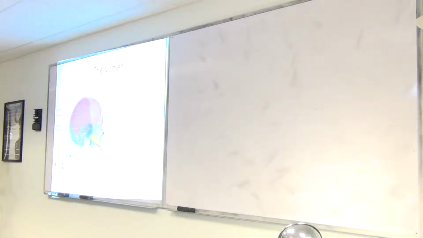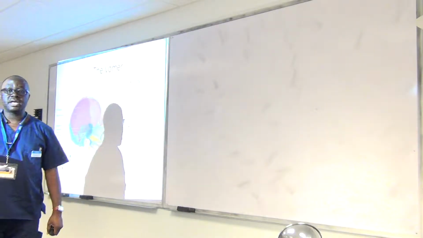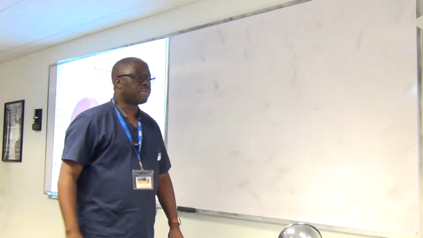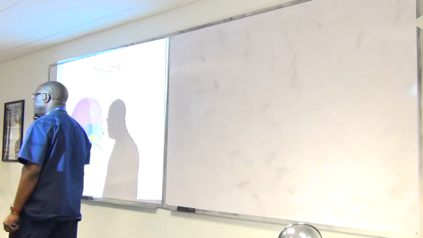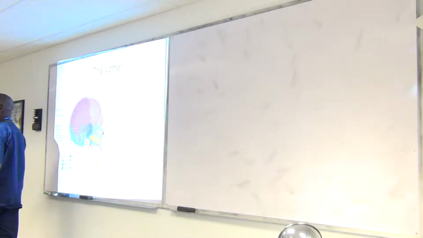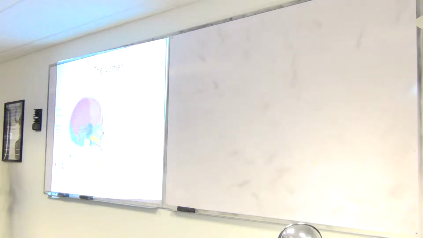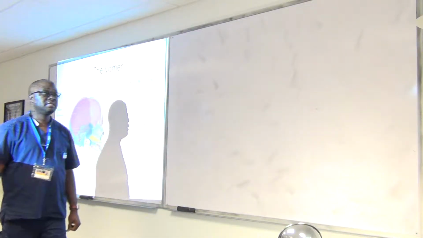Okay. So how many cranial fossae do we have? The cranial fossae are 3, which are anterior, middle, and posterior. So what occupies the anterior fossa? The frontal lobe of the brain. Remember, we got to complete it. The frontal lobe of the brain. Okay. So what about the middle, the temporal lobe, and the posterior?